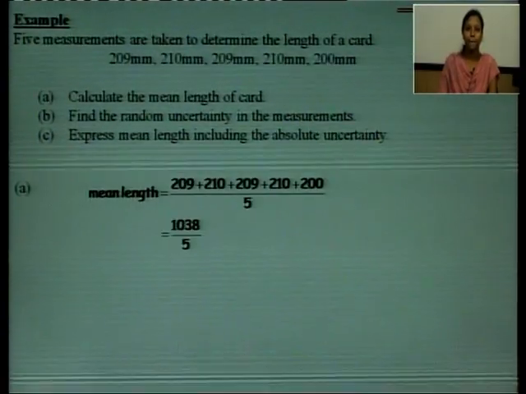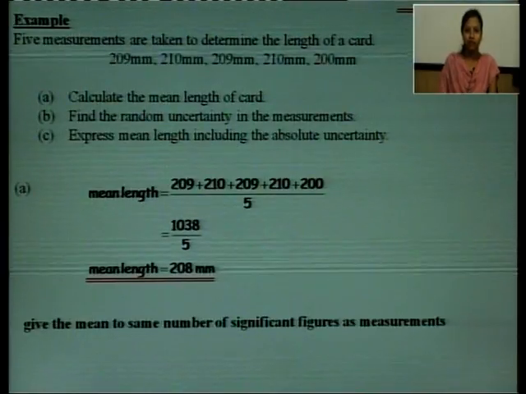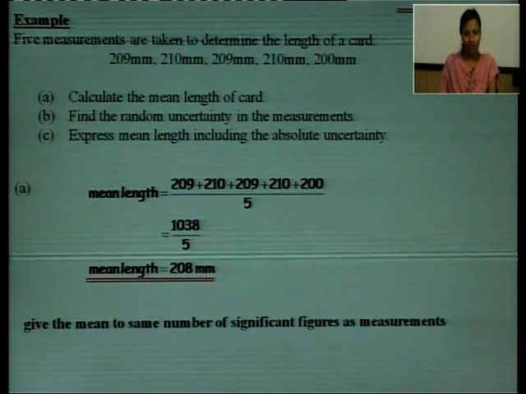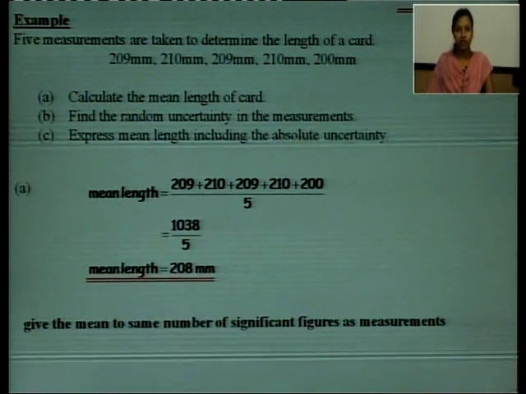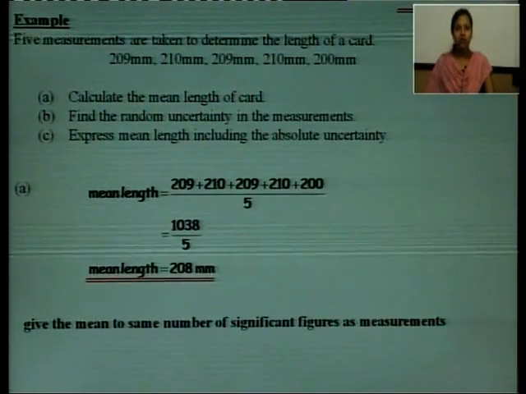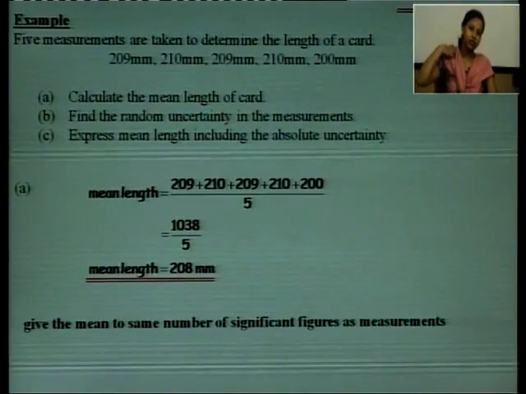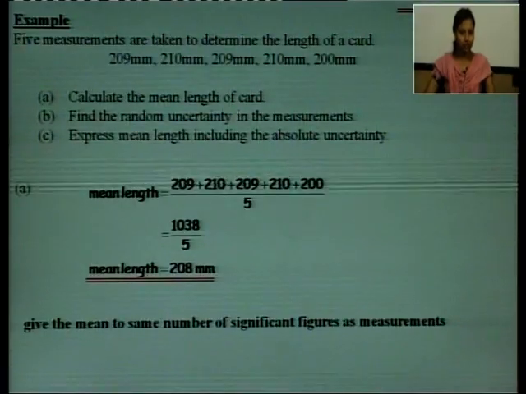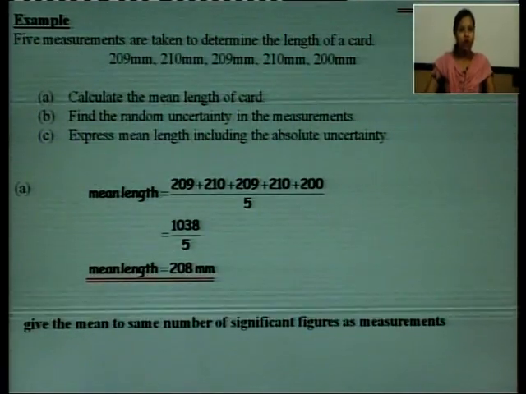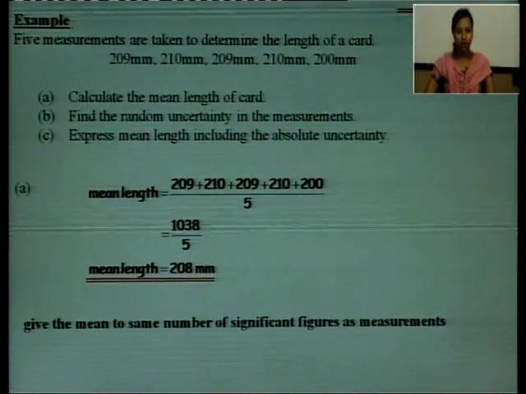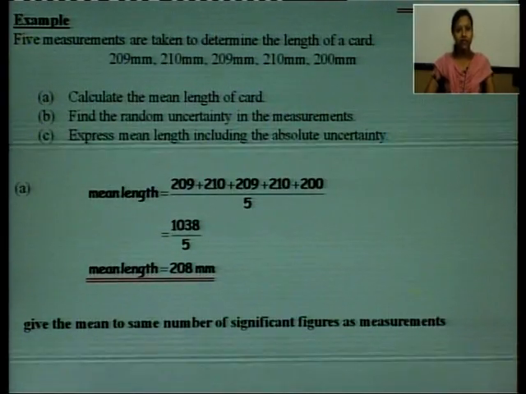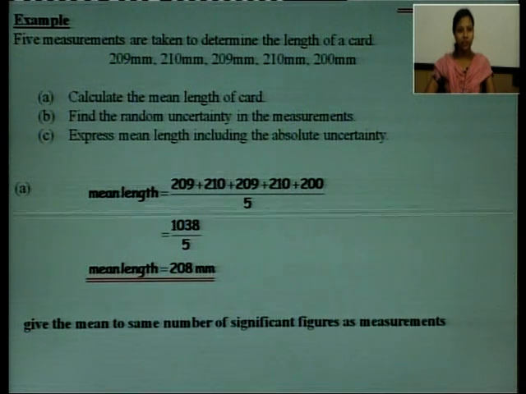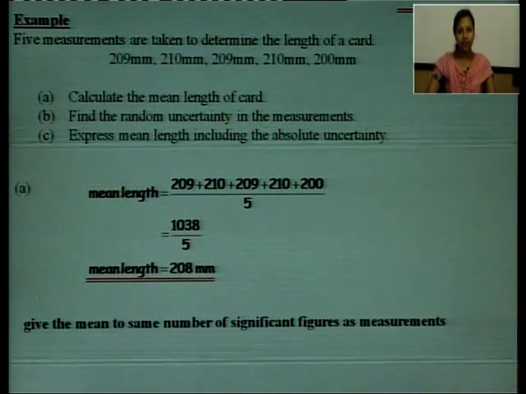The next example: 5 measurements are taken to determine the length of a card. These are different lengths during the measurement, and these will give random error. So the values are 209, 210, 209 mm, 210 and 200 mm for the length of a card. First we need to calculate the mean length of the card, second find the random uncertainty in the measurement, and third express the mean length including the absolute uncertainty.